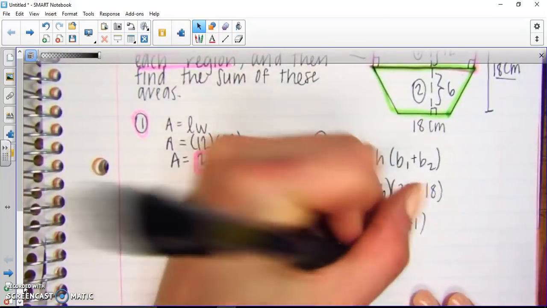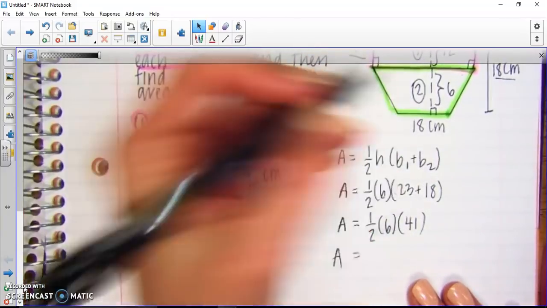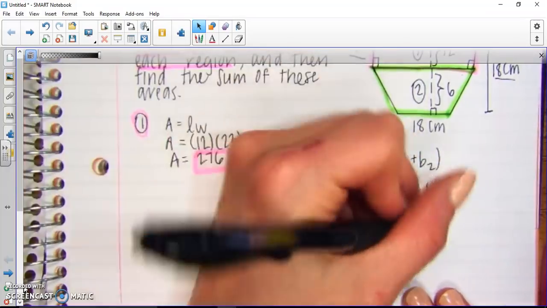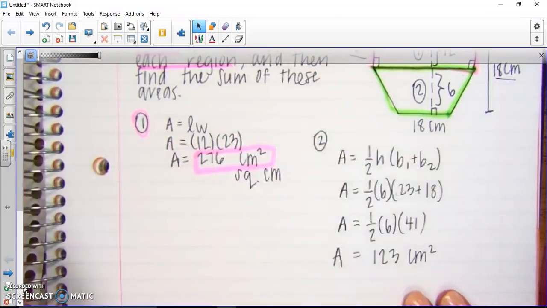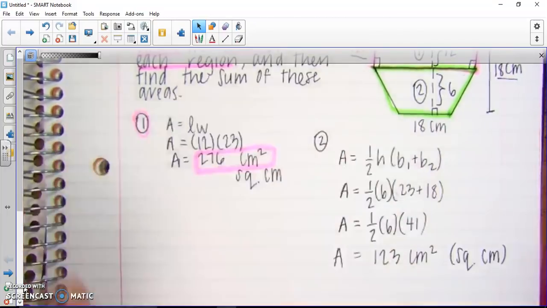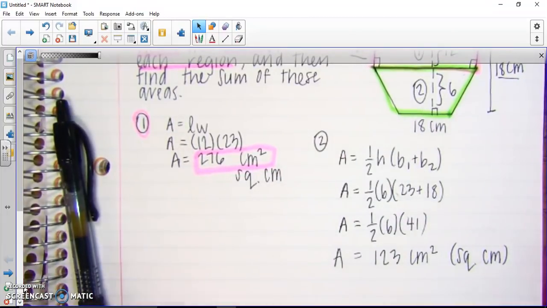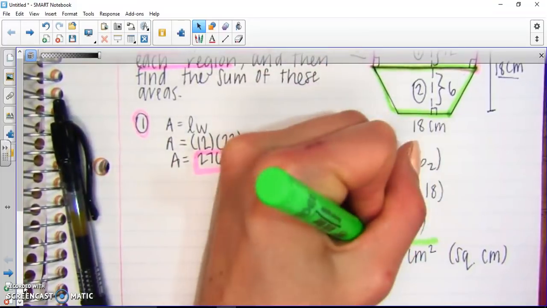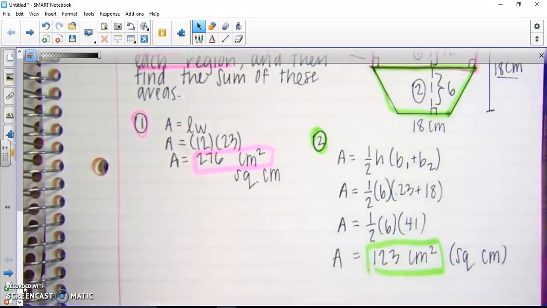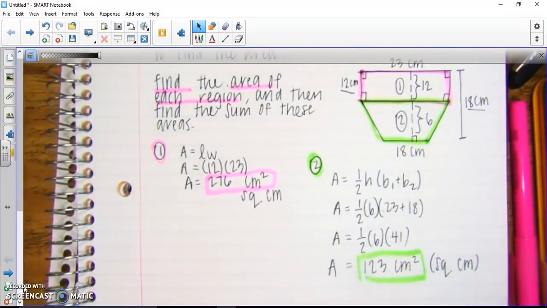So we find that the area of section 2, the trapezoid, is 123 centimeters squared, or square centimeters. Okay. And I'll use my different color to highlight this. That's the area of that part. Okay, we had two different regions. We had region 1 and region 2. We found the area of both of them.